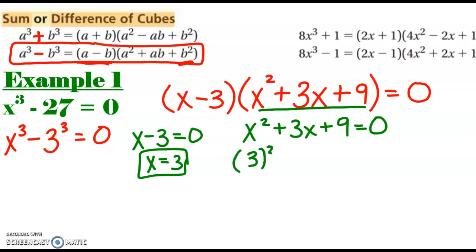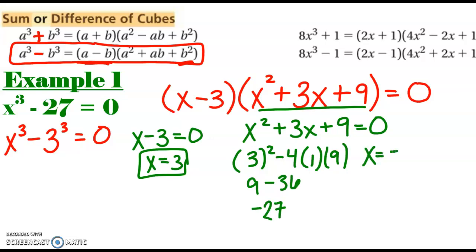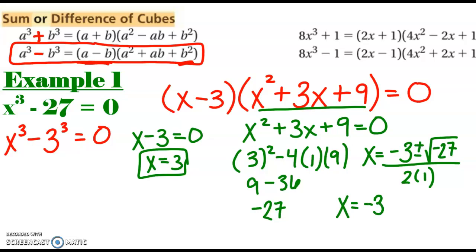I can't factor it. So I'm going to go b squared minus 4ac, quadratic formula. So b is 3 squared minus 4 times a is 1 times c is 9. So that is what? 9 minus 36. I get negative 27. So then quadratic formula, x equals negative b, which is 3, plus or minus the square root of negative 27 over 2 times a is 1.